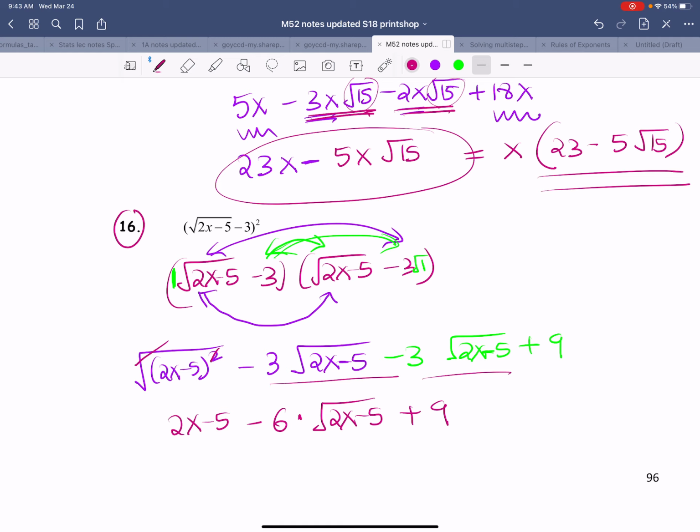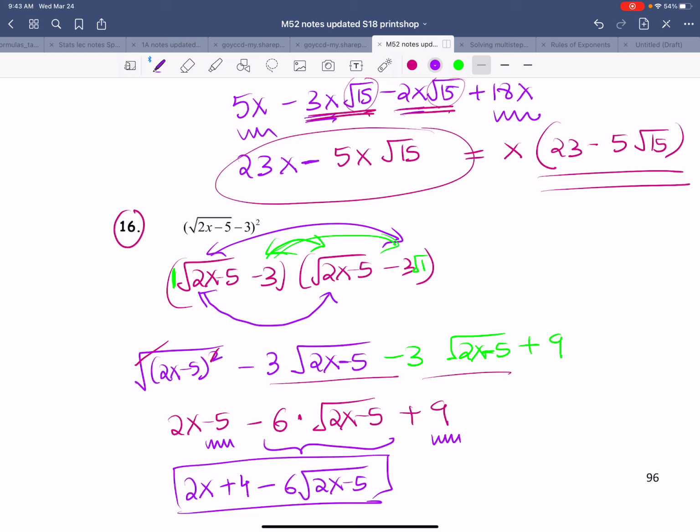Now very important to remember that this negative 6 is not sitting alone. The negative 6 is multiplied to this whole expression. So we really cannot touch and mess around with this negative 6. But we can combine these two like terms. So negative 5 plus 9 is positive 4 minus 6 root 2x minus 5. And this would be our final answer. Do not try to combine 4 and negative 6. Do not say that you're going to add 4 minus 6 is negative 2. That is not okay because the negative 6 is connected to this whole expression, okay? So this entire thing is our final answer.